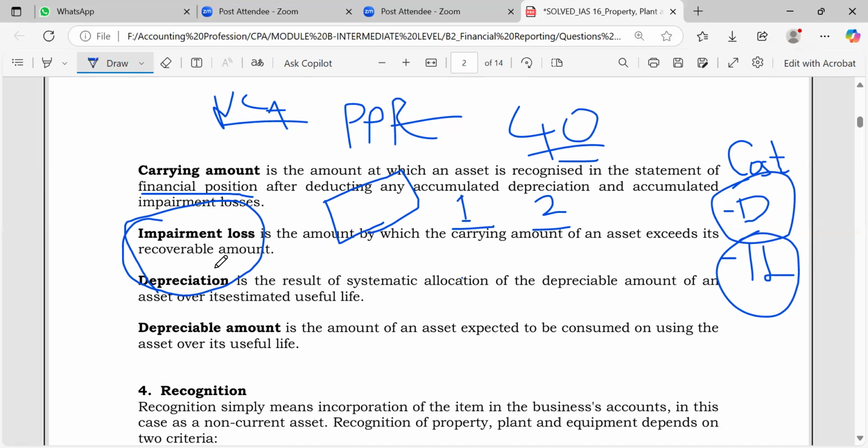I had my reason for asking you that. I need to change some perspective from you. This is the point: the difference between impairment and depreciation. Depreciation is just a systematic allocation of the depreciable amount. You get my point?